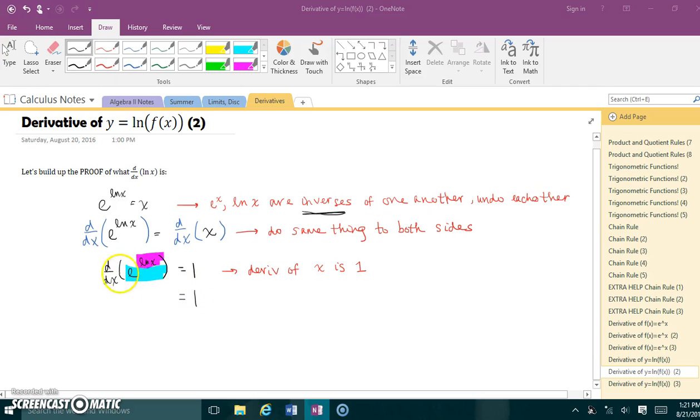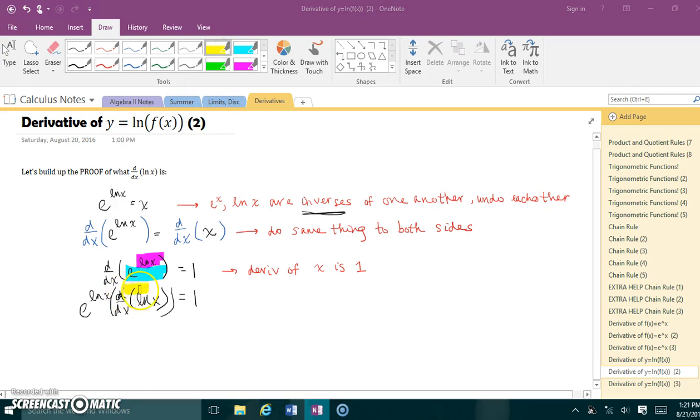I'm going to keep the right-hand side the same, but I want to do the derivative of e to the ln of x. I know what the derivative of e to something is. It's just e to something. But now I'm supposed to multiply by the derivative of that something. Well, I have no idea what the derivative of ln of x is. That's the whole point of this. So I'm just going to write, okay, multiply by the derivative of ln of x. It's good enough for now.